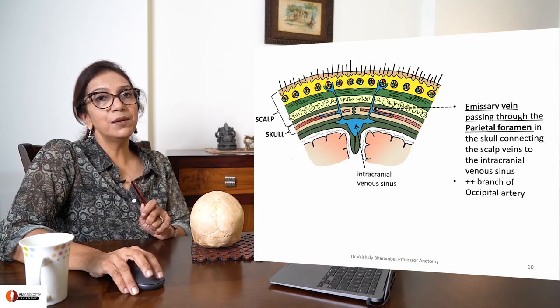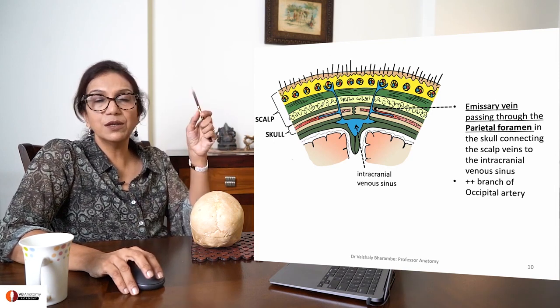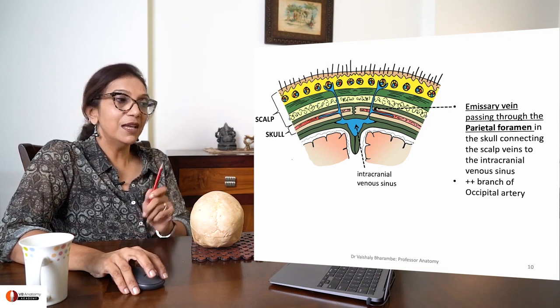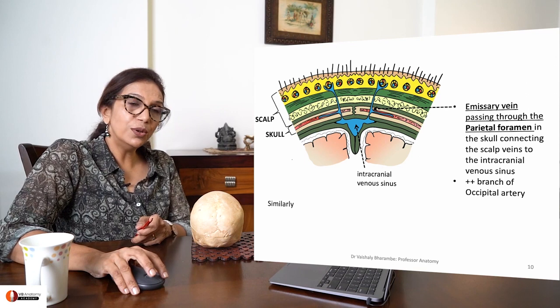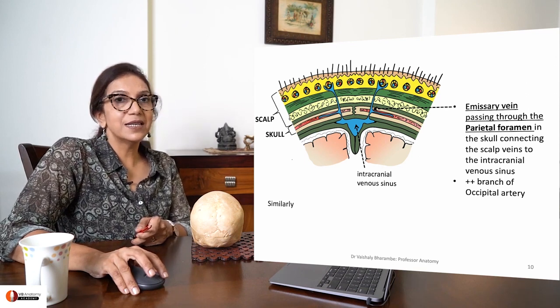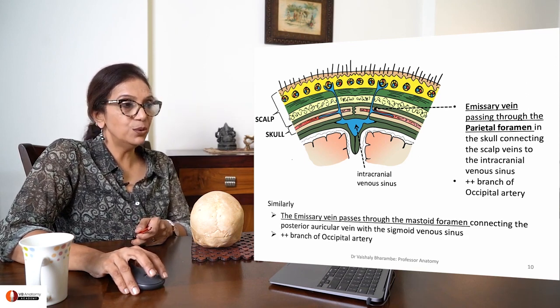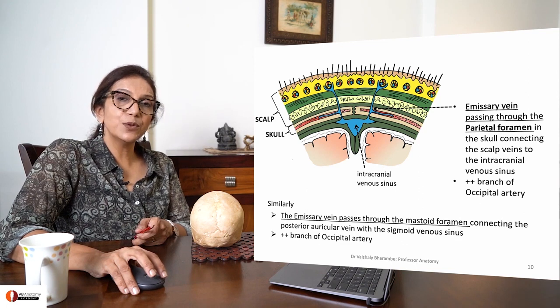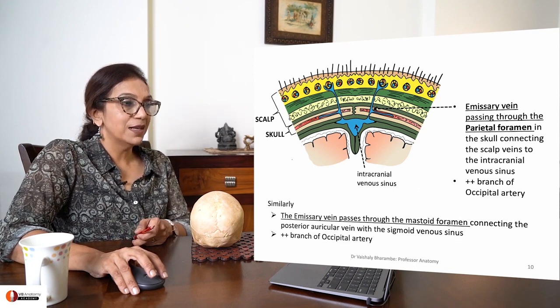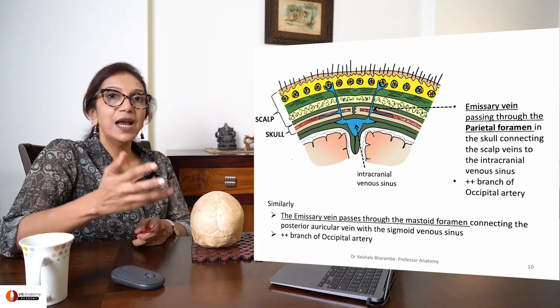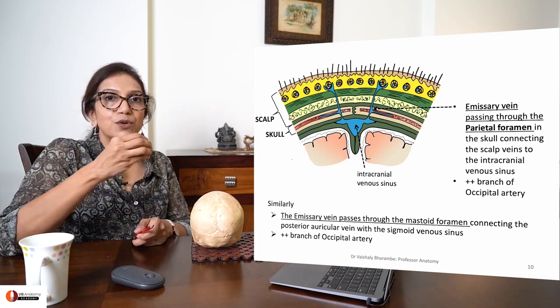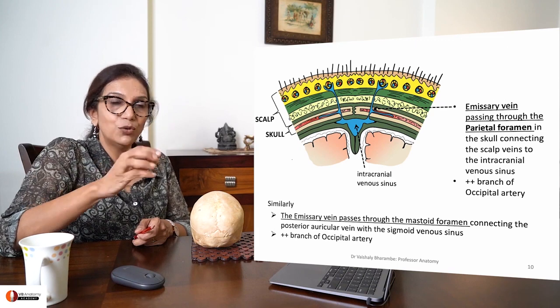Also, you may find a branch of occipital artery passing through the parietal foramen. If that is the case, what is passing through the mastoid foramen? Through the mastoid foramen, again, it's the emissary vein which passes through, communicating the posterior auricular vein with the sigmoid venous sinus on the inside. And of course, there may also be a branch of occipital artery passing through.